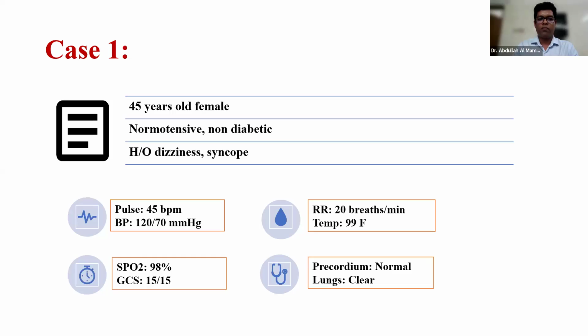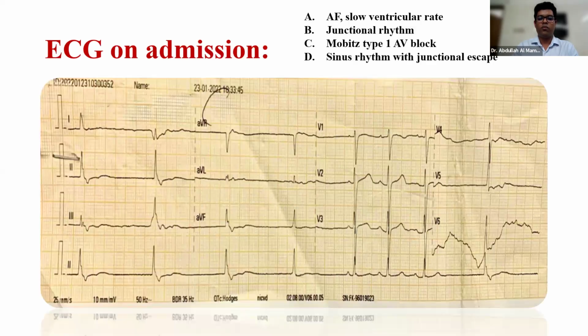My first case is regarding a 45-year-old female who presented to us with a history of dizziness and syncope. On examination, the patient's pulse was 45 beats per minute, and other vital parameters were normal, with normal systemic findings. Here is the 12-lead surface ECG that was recorded during admission. There are several multiple choices, and I would like to ask the participants to answer this poll.